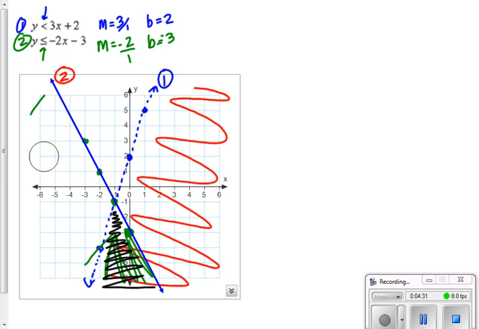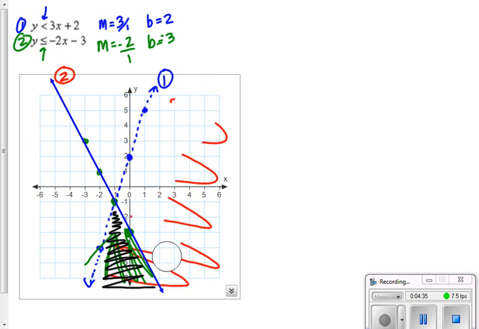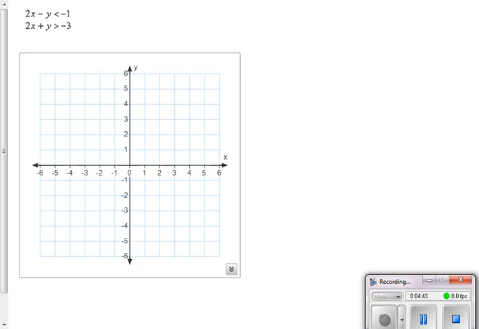When you have it lightly shaded, you don't really need to erase it, but I'll just show you that this is actually all you need, the shading right there. So that would be our solution in example 2. Problems here in example 3.